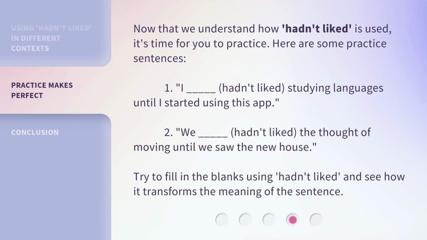Now that we understand how hadn't liked is used, it's time for you to practice. Here are some practice sentences. 1. I, blank, hadn't liked studying languages until I started using this app. 2. We, blank, hadn't liked the thought of moving until we saw the new house. Try to fill in the blanks using hadn't liked and see how it transforms the meaning of the sentence.